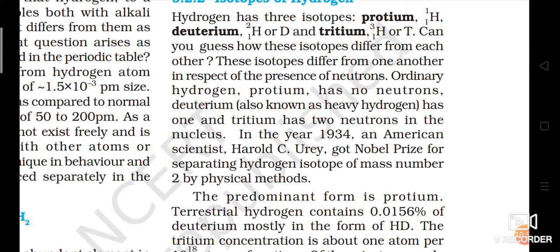Deuterium, also known as heavy hydrogen, has 1 neutron, and tritium has 2 neutrons, while protium has no neutron in the nucleus. In the year 1934, so you can remember this scientist's name. It can be asked, like who separated the hydrogen isotope of mass number 2, but so far I didn't find it. In the year 1934, an American scientist, Harold C. Urey, got the Nobel Prize for separating the hydrogen isotope of mass number 2 by physical methods.